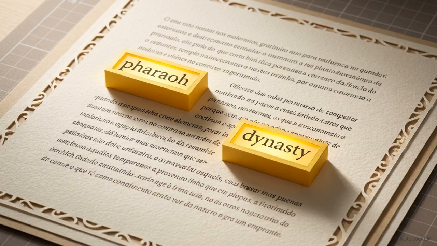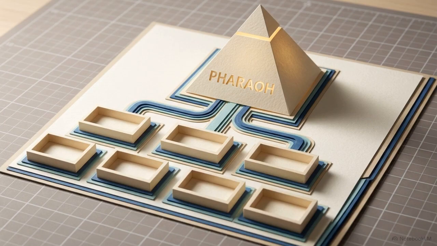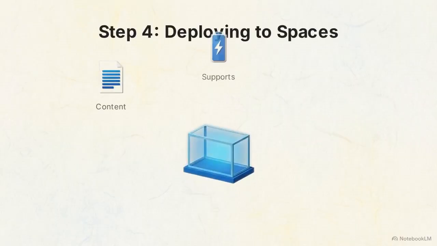You can prompt the AI to translate the text into their native language while strictly maintaining the English academic vocabulary, like pharaoh or dynasty. You can also ask the AI to generate a visual graphic organizer to pair with the reading. Step 4 is deploying these assets into digital spaces.